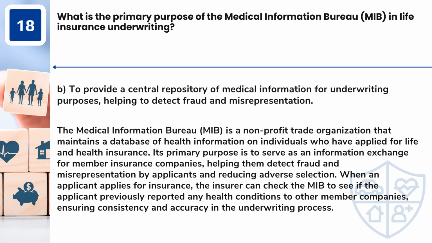Answer: B. To provide a central repository of medical information for underwriting purposes, helping to detect fraud and misrepresentation. The Medical Information Bureau, MIB, is a non-profit trade organization that maintains a database of health information on individuals who have applied for life and health insurance. Its primary purpose is to serve as an information exchange for member insurance companies, helping them detect fraud and misrepresentation by applicants and reducing adverse selection. When an applicant applies for insurance, the insurer can check the MIB to see if the applicant previously reported any health conditions to other member companies, ensuring consistency and accuracy in the underwriting process.